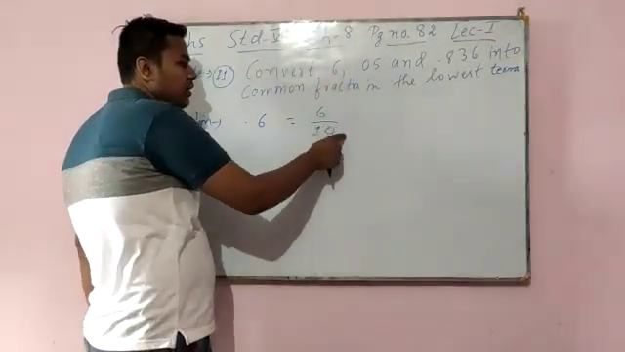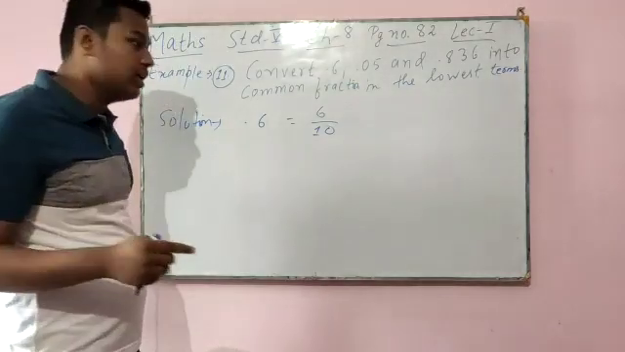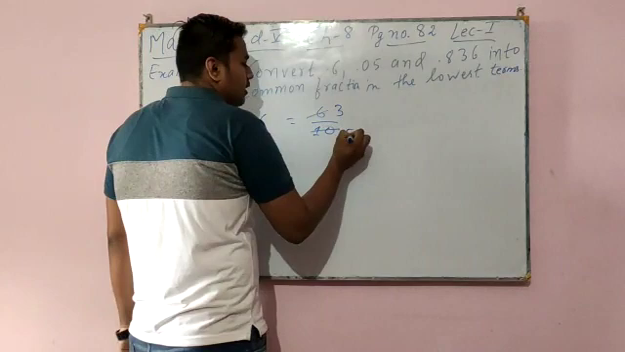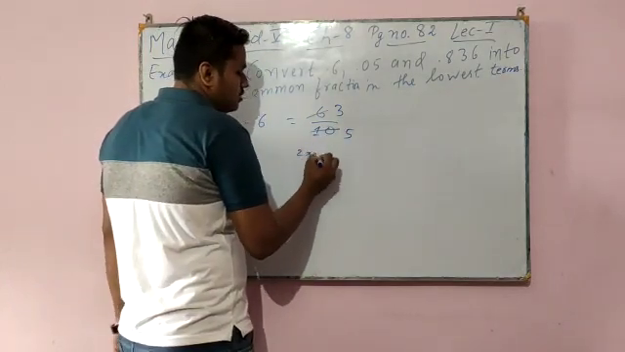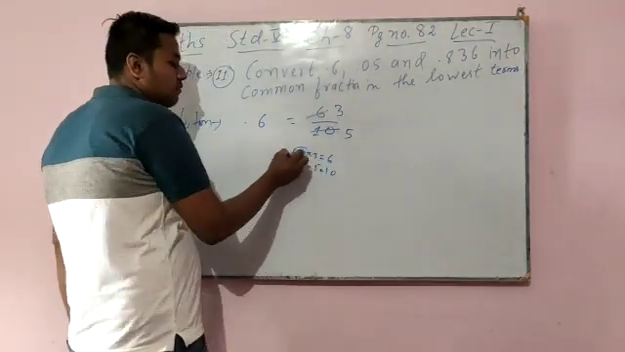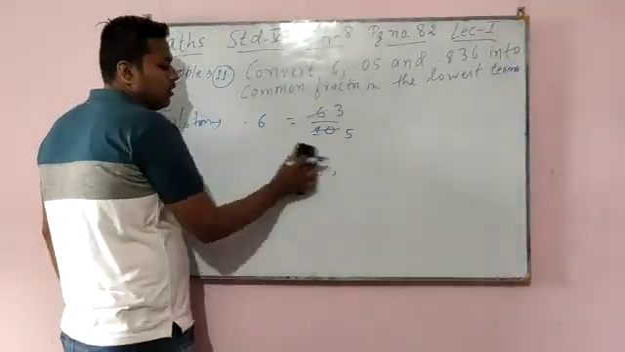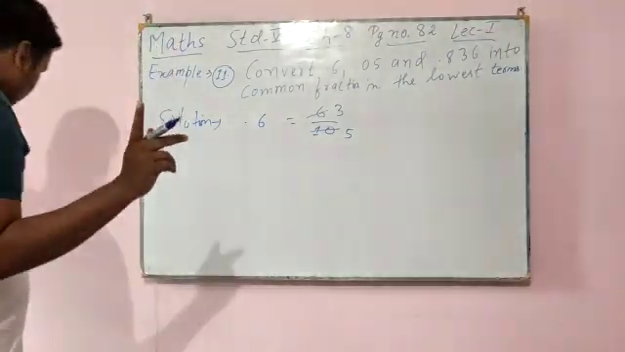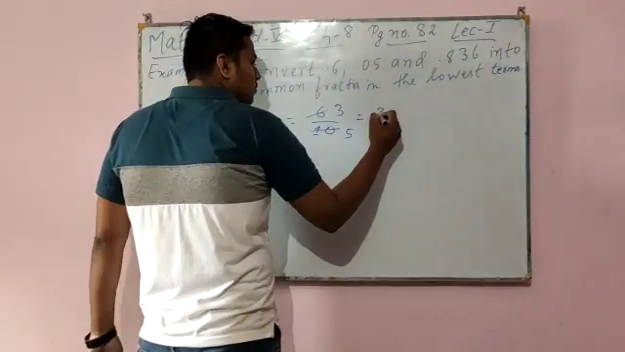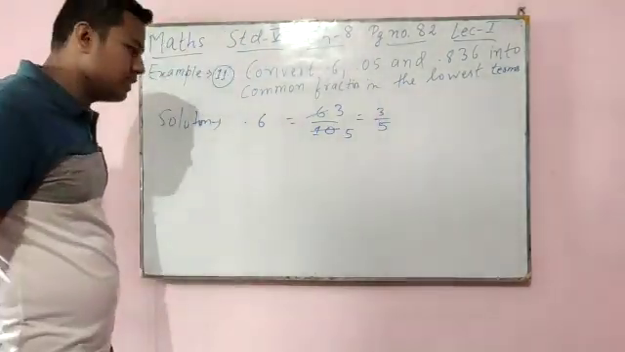Now 6 by 10, always try to cross in the same table, not in a different table. Like 2 times 3 is 6, 2 times 5 is 10. So I have crossed in the same table, in the table of 2 only. So always try to cross in the same table. So my final answer is what? 3 by 5. So this is the lowest form of decimal 6.